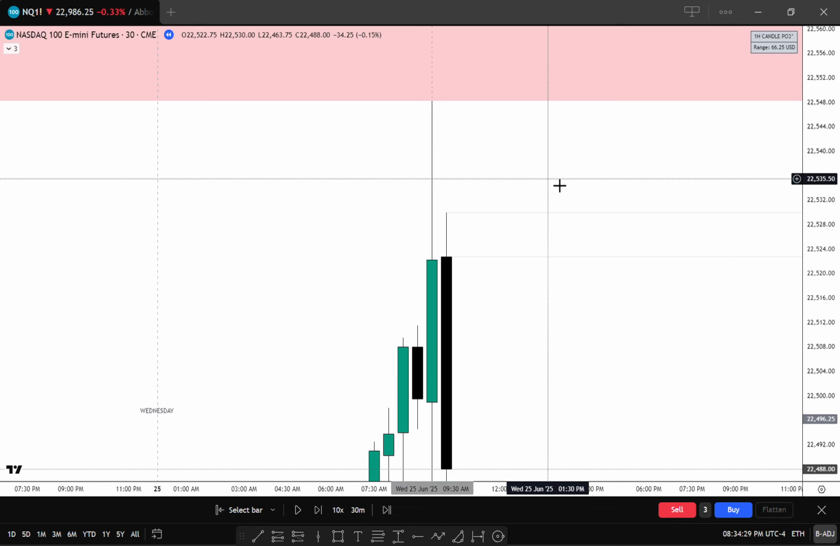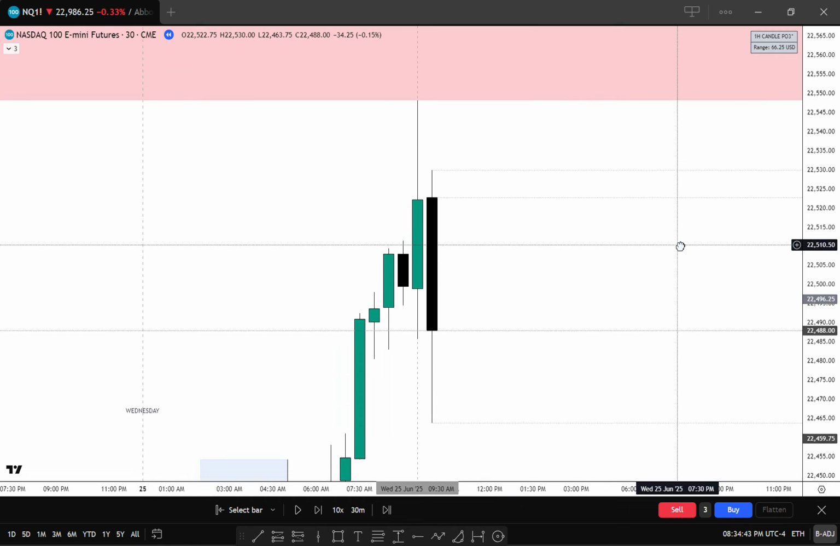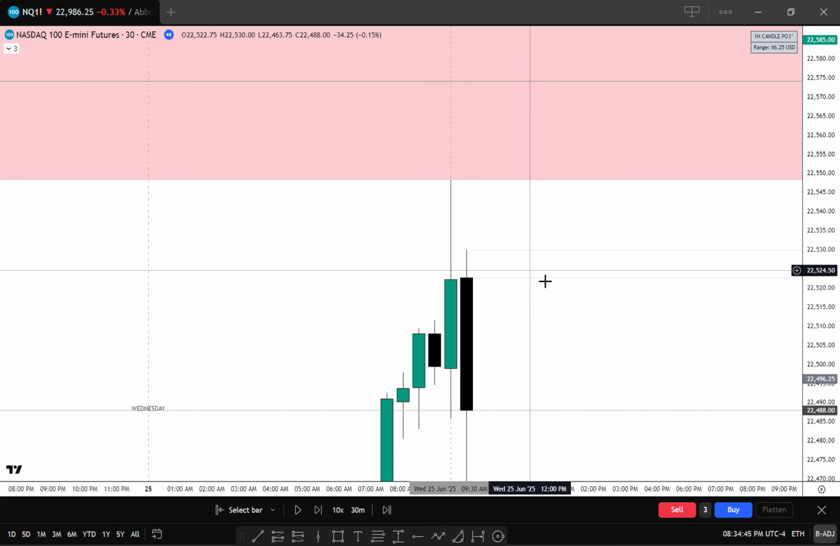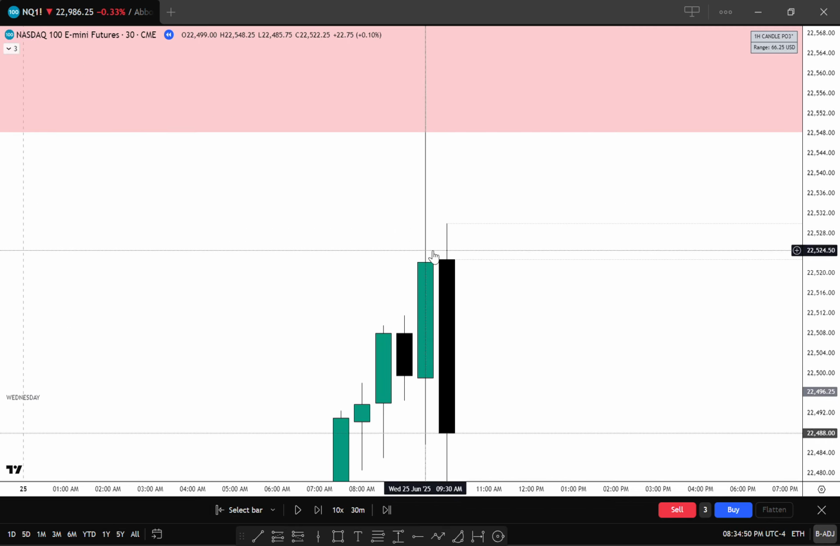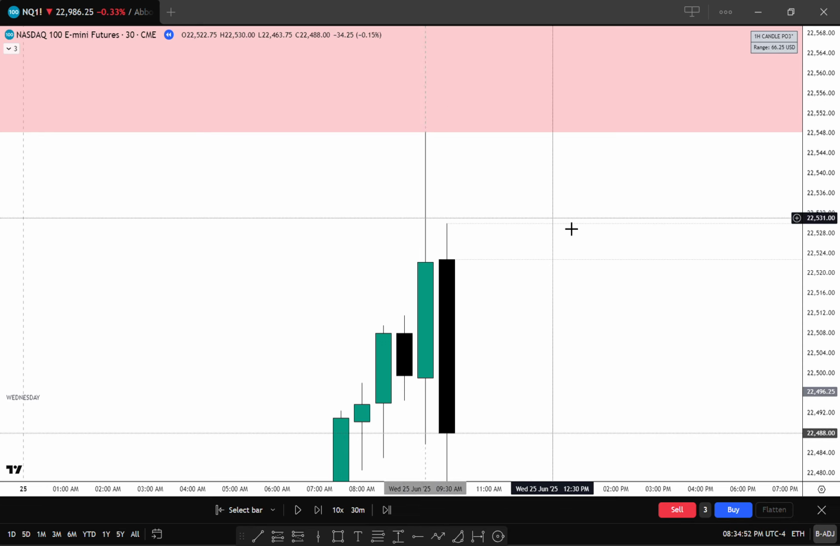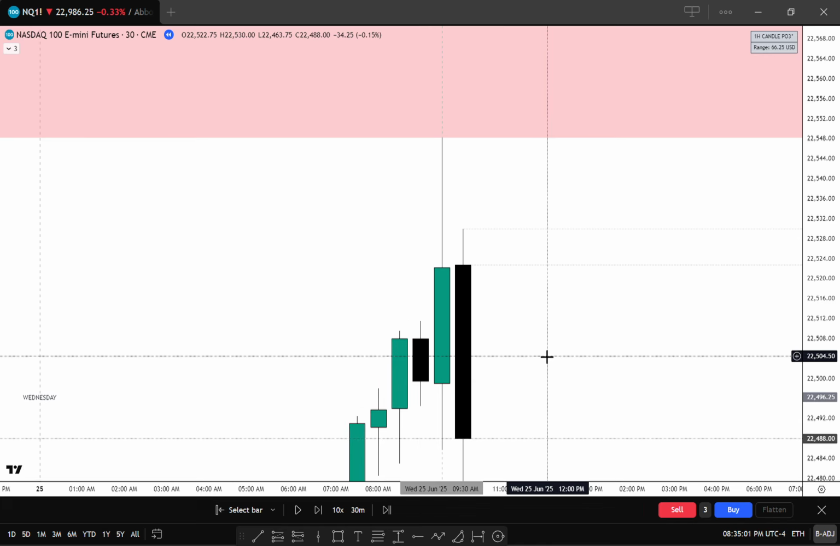So why is this important? Because inside of a wick are invisible fair value gaps. No way, I just said that. Inside of a long wick, there are invisible fair value gaps which we cannot see on our current time frame that the wick is on. Feels like kindergarten. I'm just trying to add some emotion behind it.